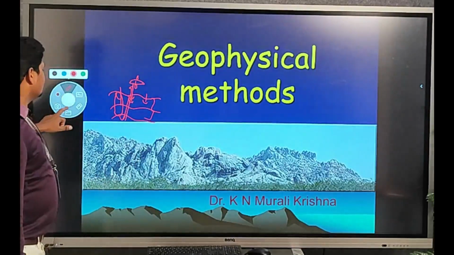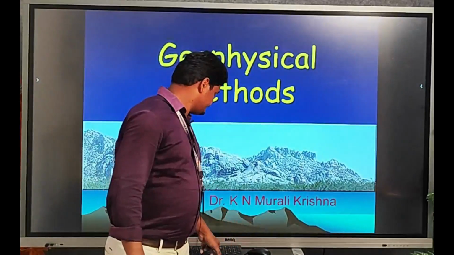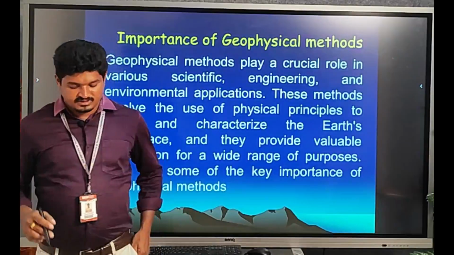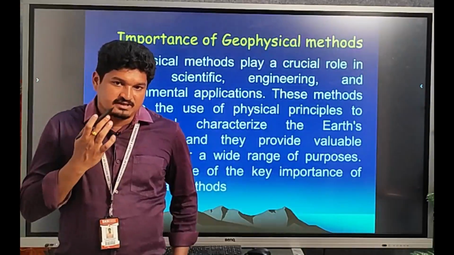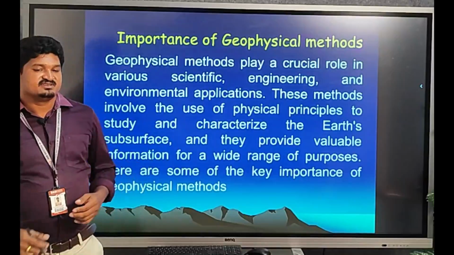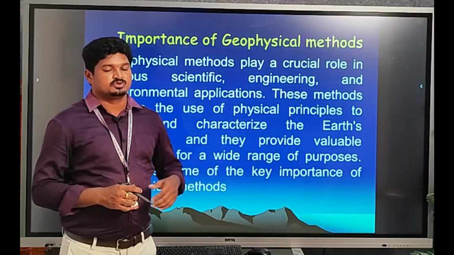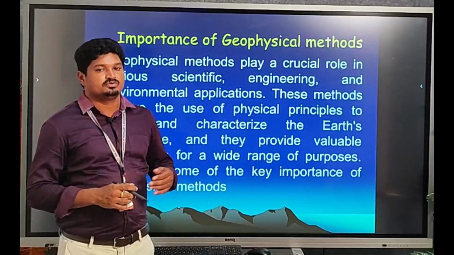Basically, there are different types of geophysical methods. One is the gravity method, another is the magnetic method, another is the electrical resistivity method, and the seismic method. These are the ones we mostly utilize from the civil engineering point of view.